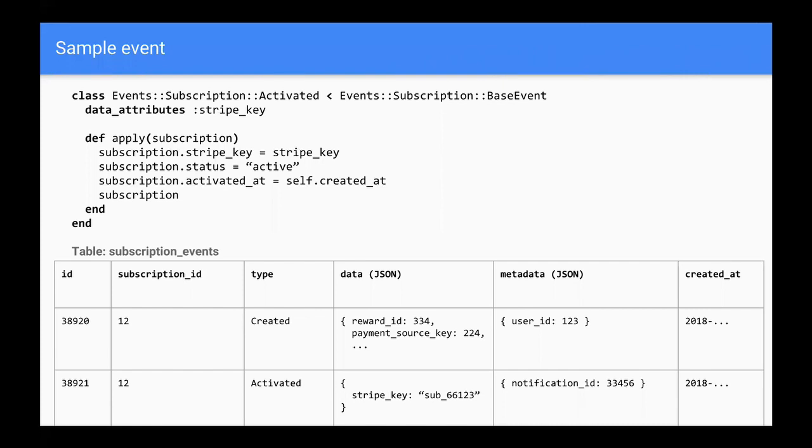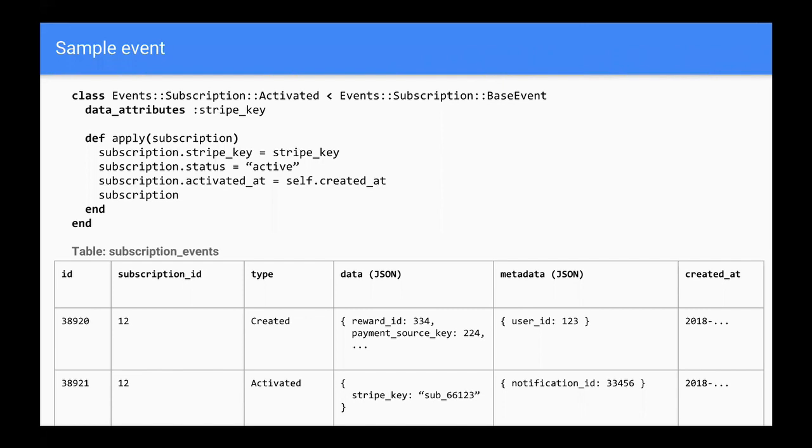So it's pretty simple. I don't have a slide for that, but you can imagine that what in your controller would be subscription.update with Stripe key, status, and activated at. Instead of that, what you do is you create the event, and that whole update content goes into that one method.